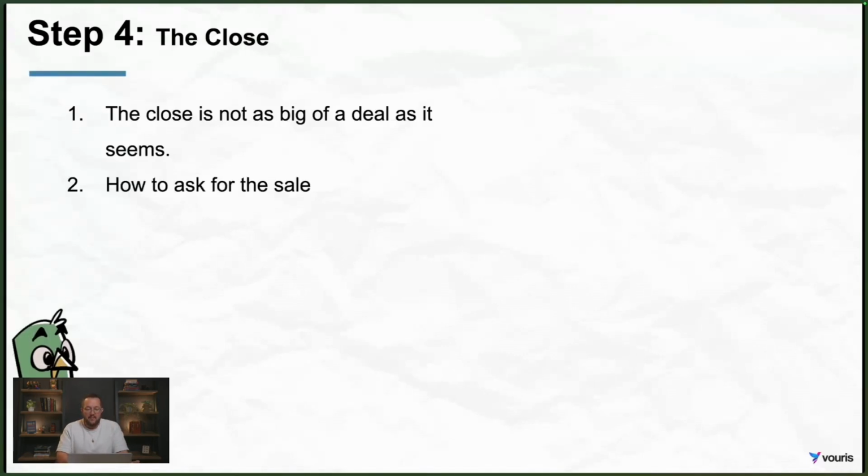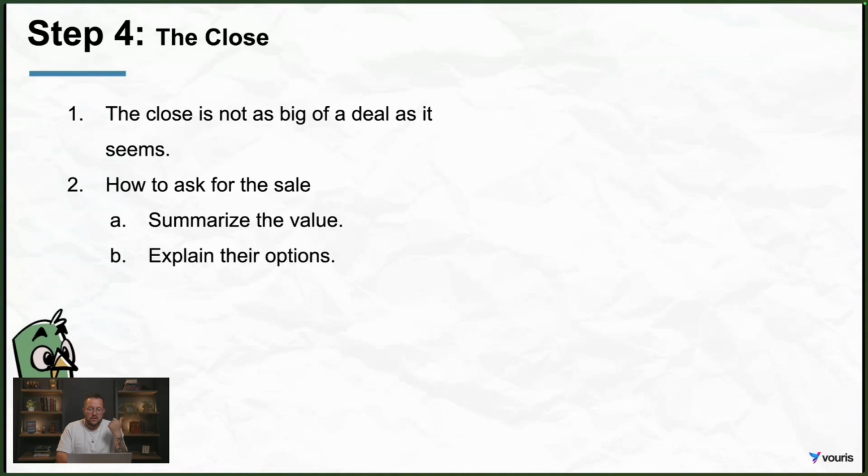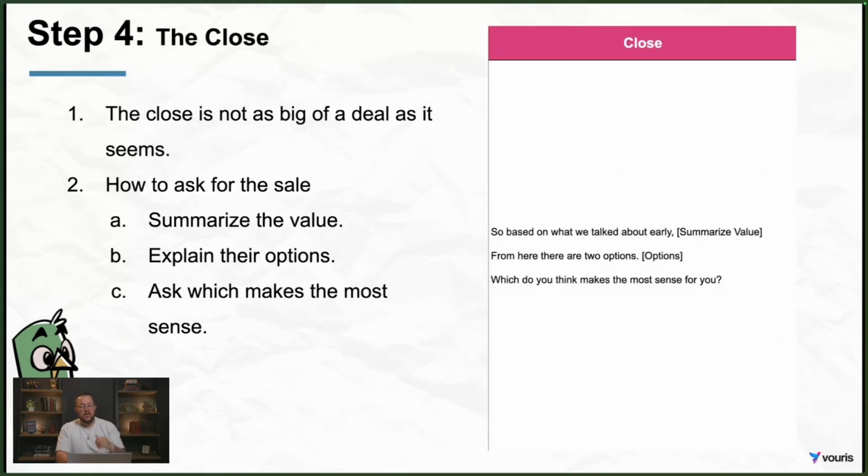So here's how I recommend asking for the sale. First, we summarize the value. You explain their options, and you ask which option makes the most sense for them. So here's an example close. Based on what we talked about earlier, you're here, you're trying to get here. Seems like you see this impacting your team in these specific ways. From here, there are 2 options. Option 1, we have plan A. Option 2, we have plan B. Which do you think makes the most sense for you?